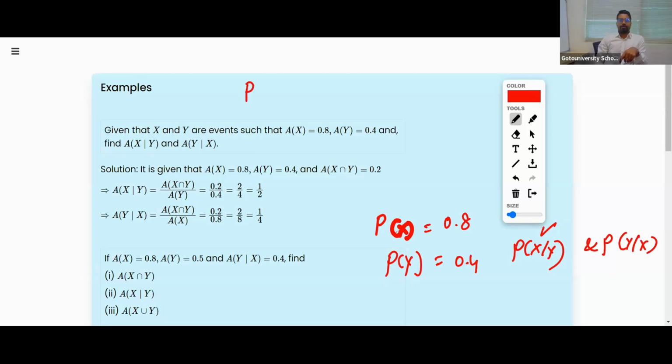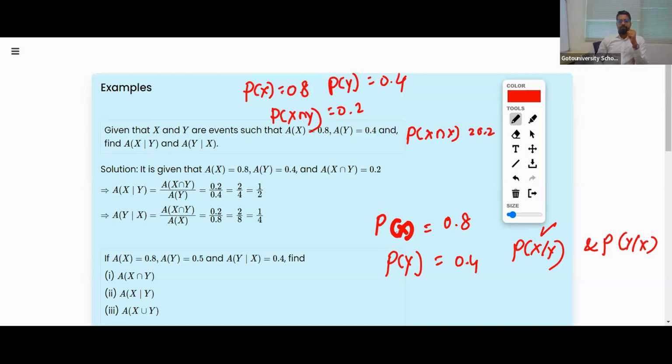So as we know, P of X is equal to 0.8 and P of Y is equal to 0.4. P of X intersection Y is also given as 0.2. Okay, so in that case, can we not find this one?